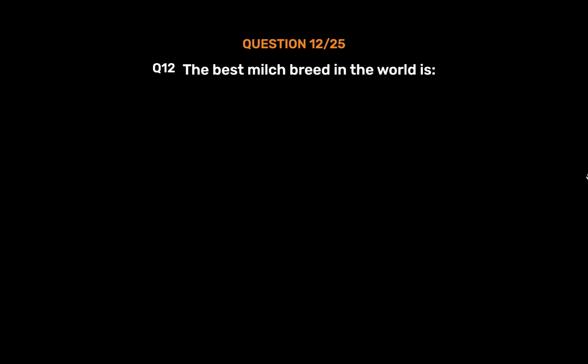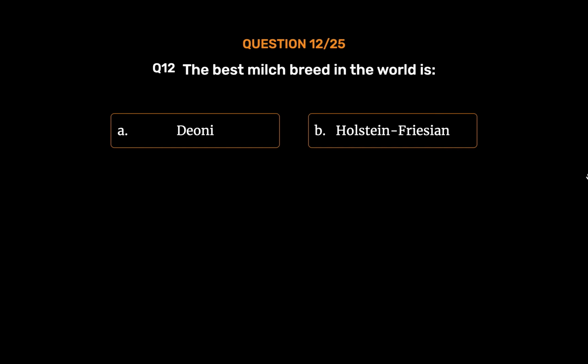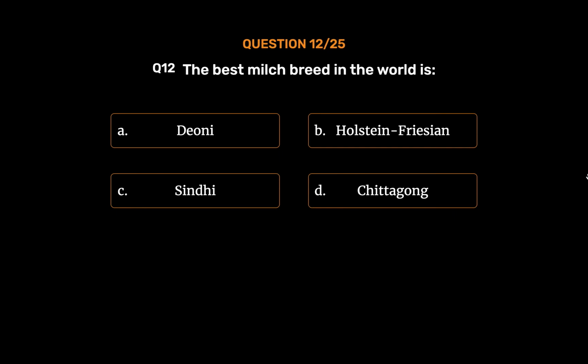Question number 12. The best milch breed in the world is Option A. Devani. Option B. Holstein Friesian. Option C. Sindhi. Option D. Chittagong. The correct answer is Option B.